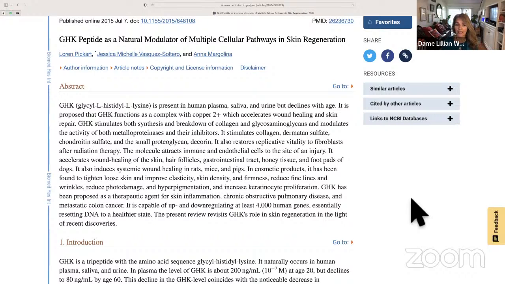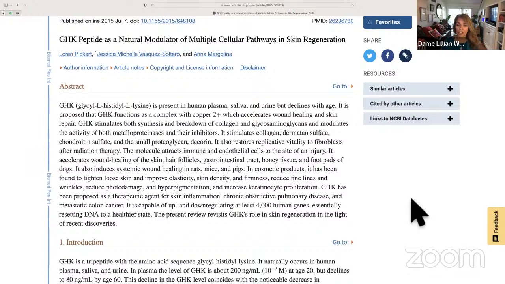So this GHK stimulates both the synthesis and breakdown of collagen. So the synthesis is the refining and taking out of the things that it needs as opposed to what it doesn't need, and breaking it down, digesting it, if you will, of collagen and glycosaminoglycans, and modulates the activity of both metalloproteinases, metallo infers that it's of metal origin, and their inhibitors.